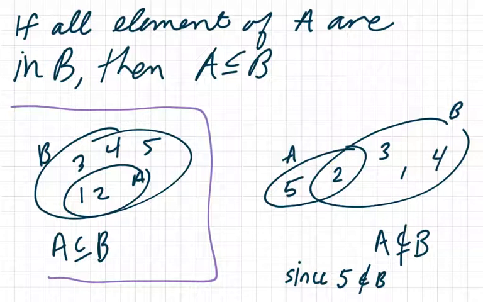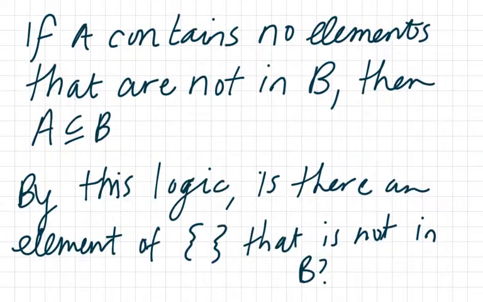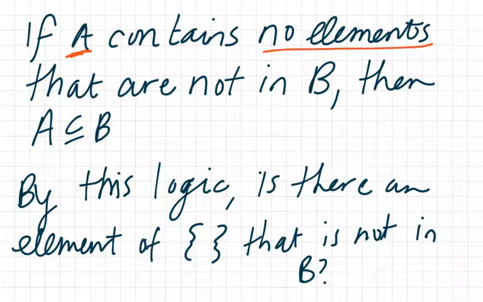So we first want to consider that. We really want to understand what it means for something to be a subset. Here we have that A is not a subset of B because A contains an element that is not in B. Therefore, we can think about subsets in another way. We can say that if A contains no elements that are not in B, then A is a subset of B. It's saying the same thing.